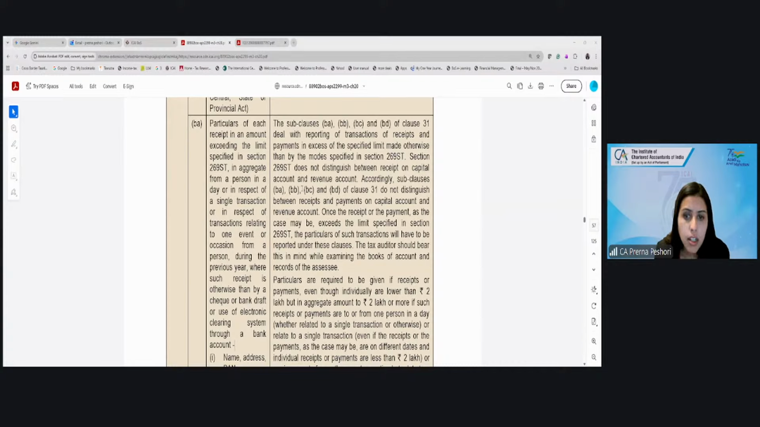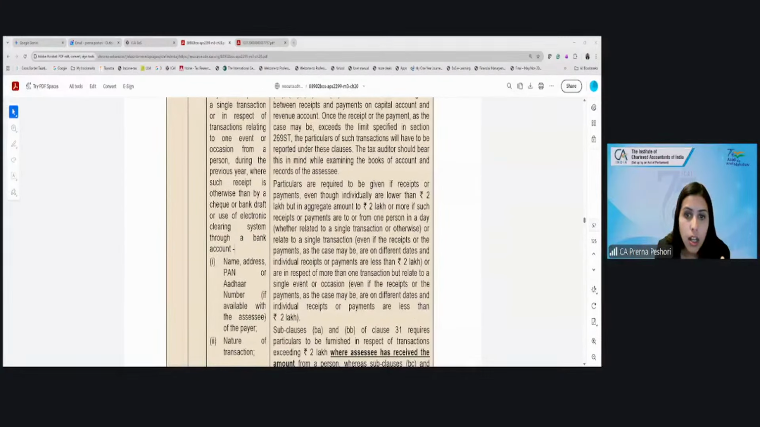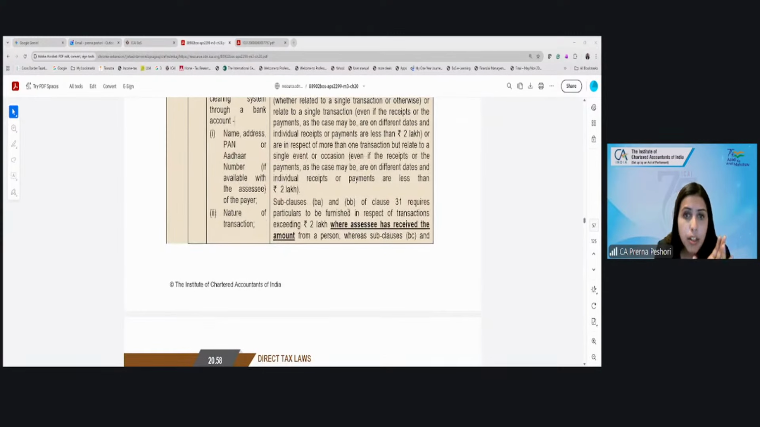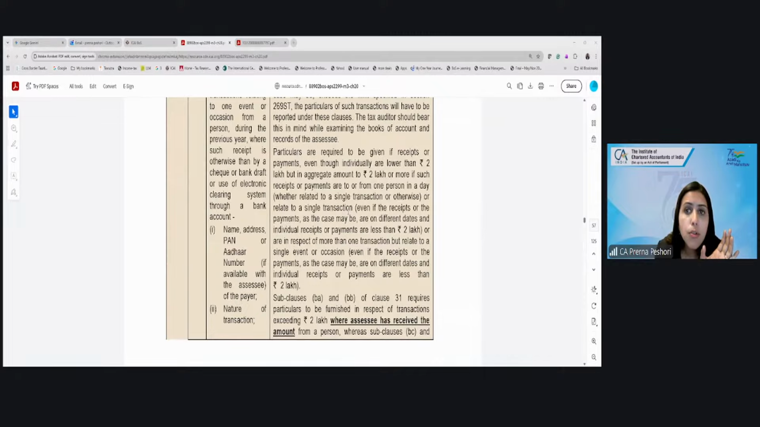Right? So even if the receipts or payments are on different dates and individual receipts are less than 2 lakh, but they are from the same person or in respect of the same transaction, then that needs to be reported. So where the assessee has received the amount, in that particular case, you need to report it under BA.